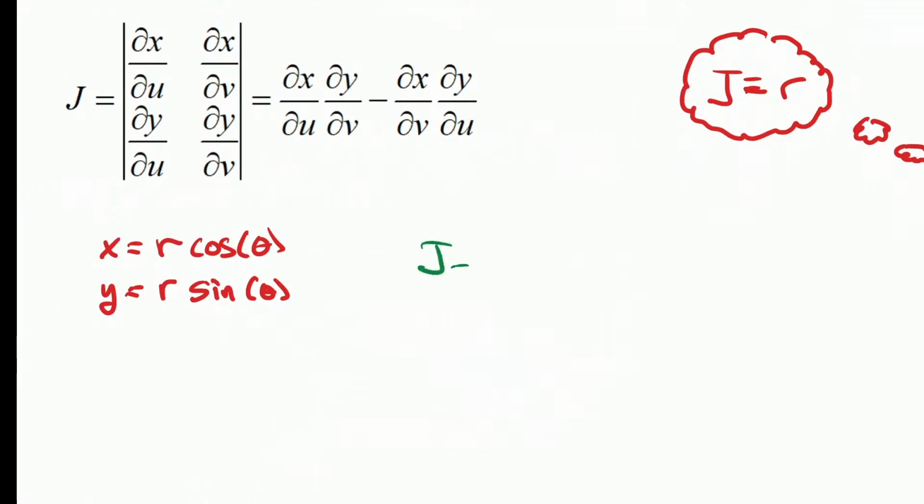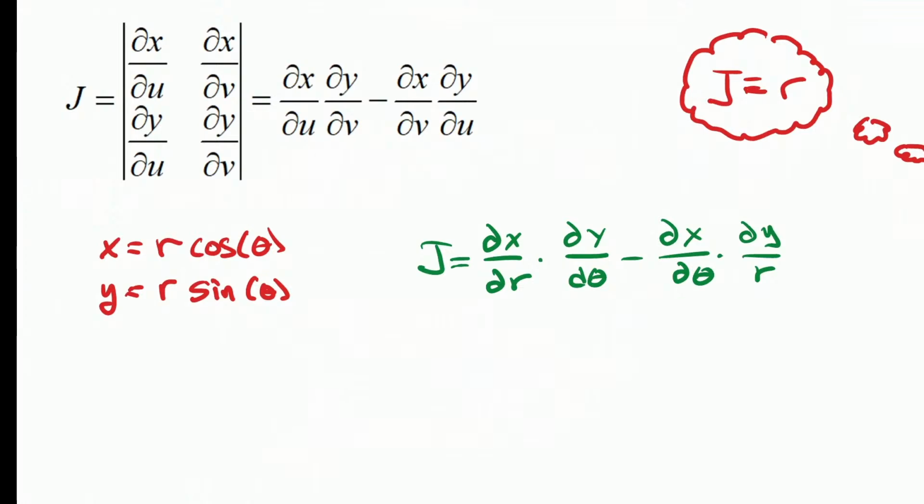So the Jacobian will be the partial of x with respect to r times the partial of y with respect to theta, minus the partial of x with respect to theta times the partial of y with respect to r. So notice I've just copied this down. All I've done is I've changed u to r, and v has become theta. Other than that, this is the same formula.